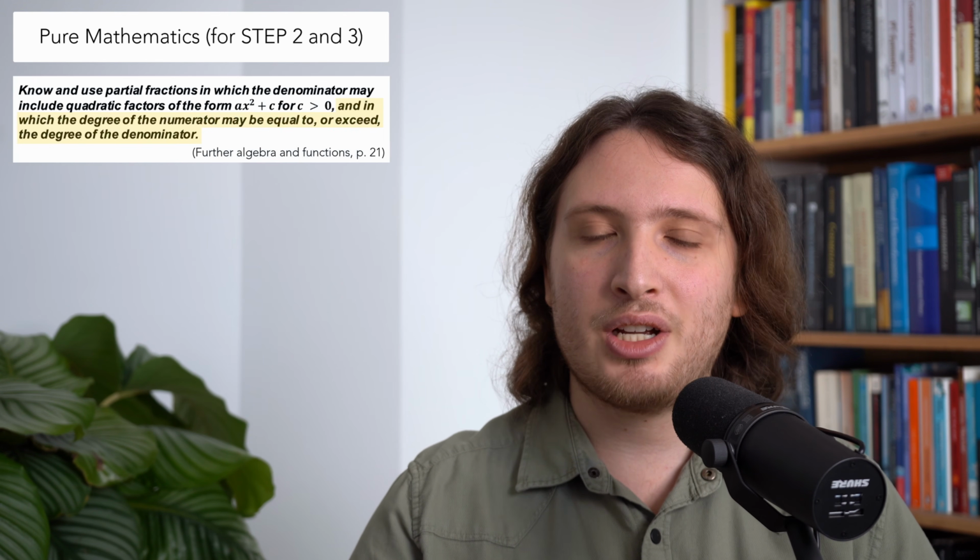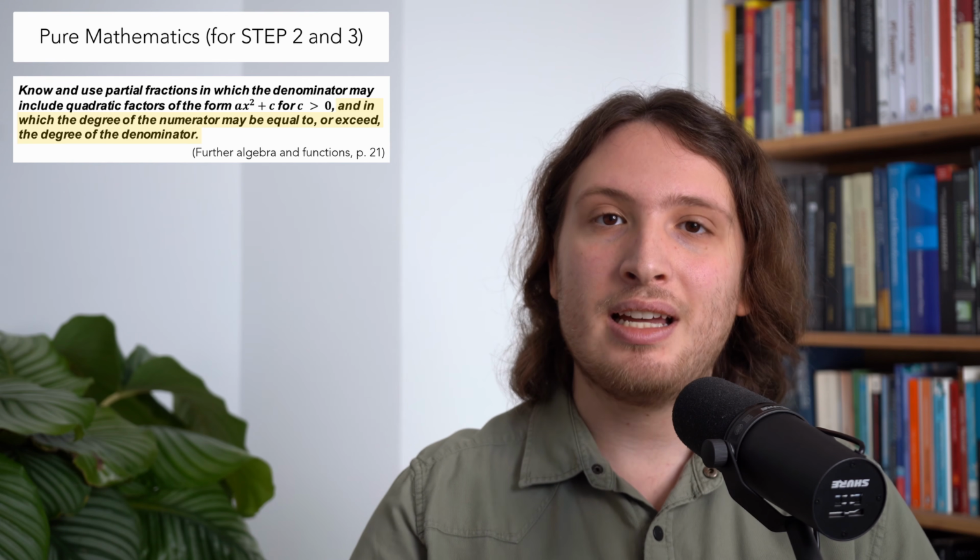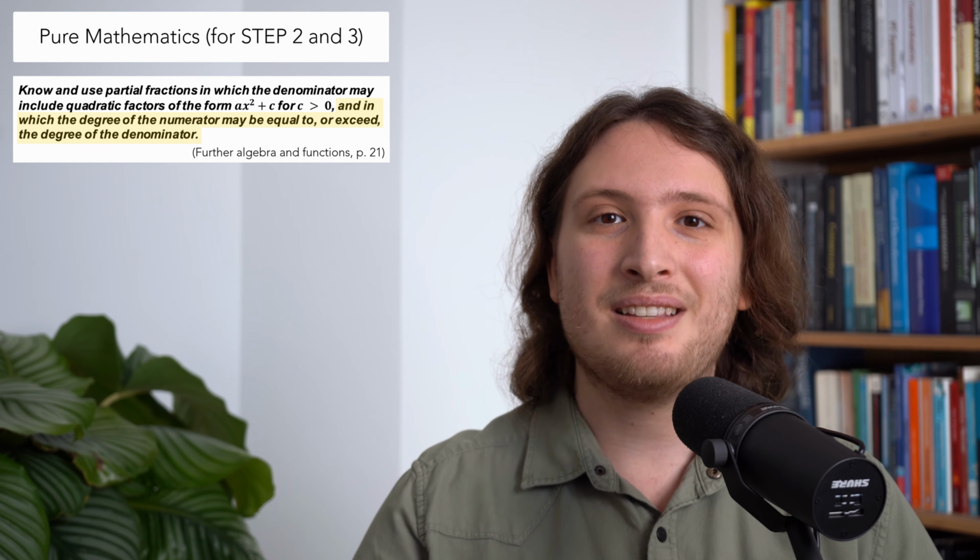And you'll need to be prepared to deal with partial fractions where the degree of the numerator is equal to or greater than the degree of the denominator. For STEP 3, you might also need to cover a little bit more detail on hyperbolic functions, including notations like sech and coth, and a bit more information about identities that exist among hyperbolic functions.